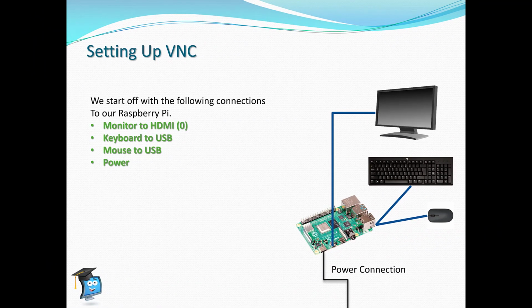So at this point, our Raspberry Pi currently has a monitor connected to its HDMI 0 port, a keyboard connected to its USB, a mouse connected to its USB, and power connected to the power input. And your Raspberry Pi is powered up.